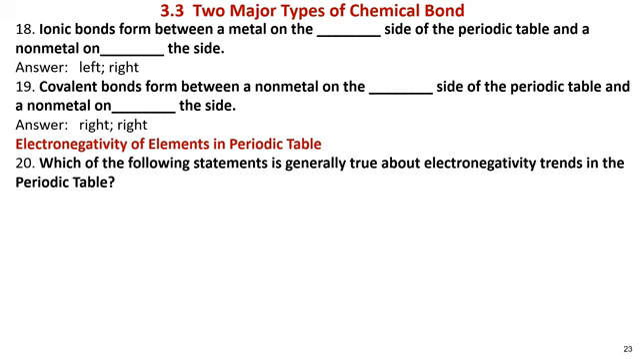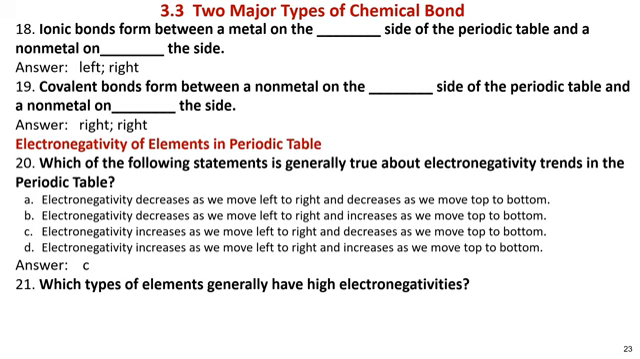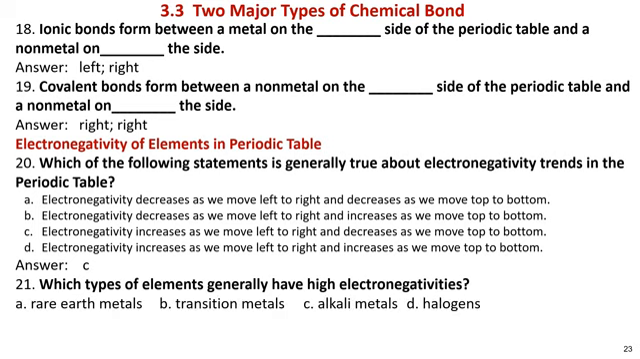I'm going to go to question 21. Which of the elements generally have high electronegativity? Rare earth metals, transition metals, alkali metals are all metals. They have lower electronegativity. Halogens are non-metals. Therefore, they have high electronegativity. Answer.